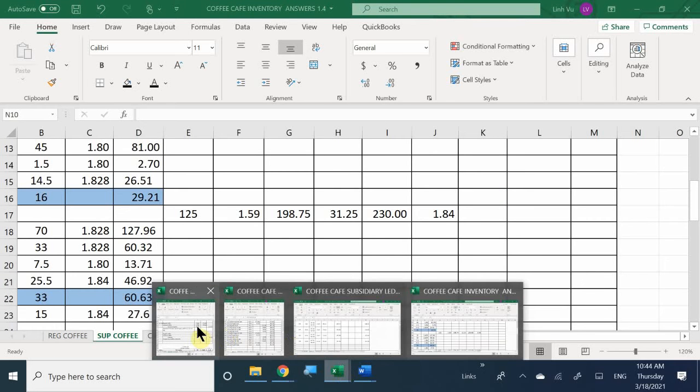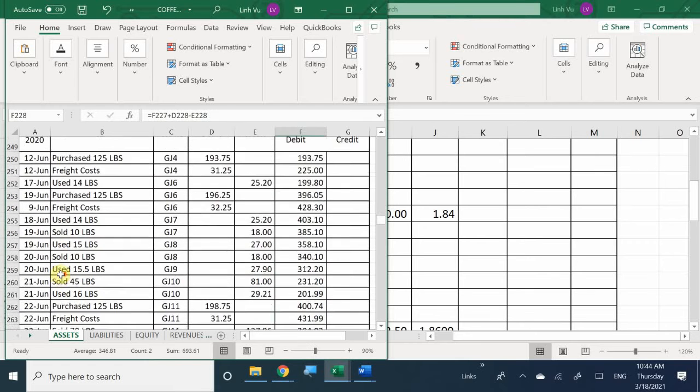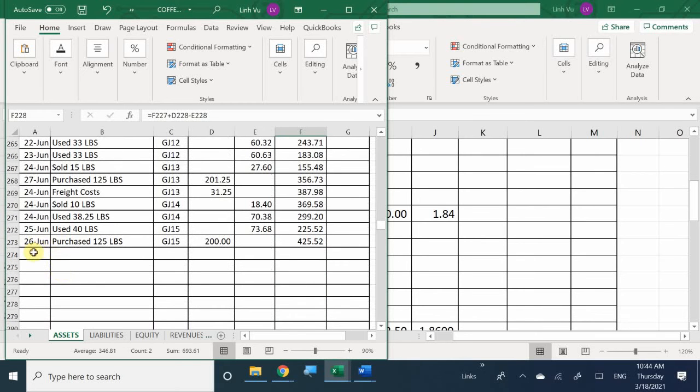And then back to my Supreme coffee. $26. Once again, freight cost. Right. General journal 15 for 31.25. Okay, so what is my ending balance now? 456.77. 456.77, which we know for sure is in our inventory worksheet. Okay.